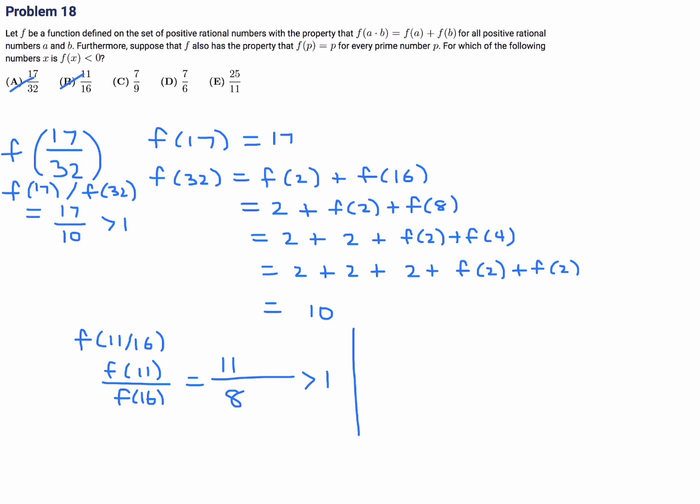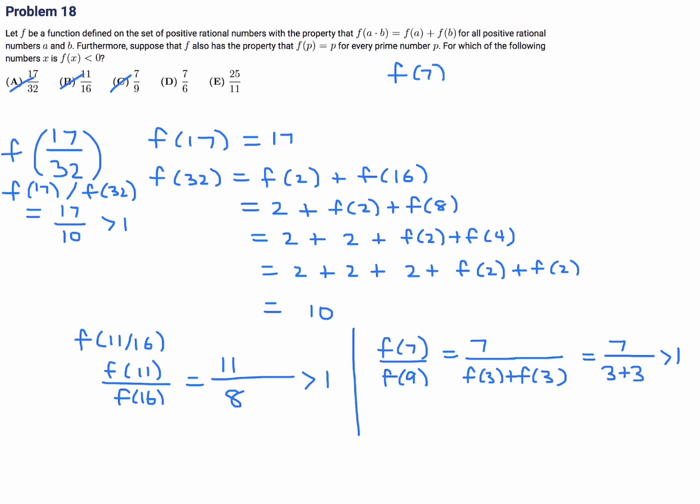How about the next one? 7 over 9. F at 7 over f at 9. F at 7 is just 7 because that's prime. F at 9 is f at 3 plus f at 3. Since those are prime, you have 7 over 3 plus 3, 7 over 6, which is greater than 1. That's gone. Okay, eventually we're going to get it.